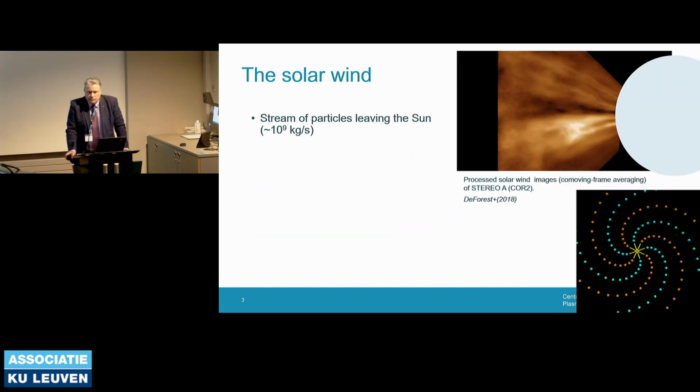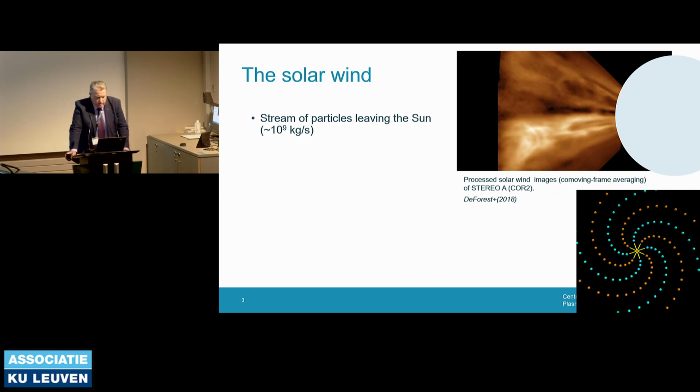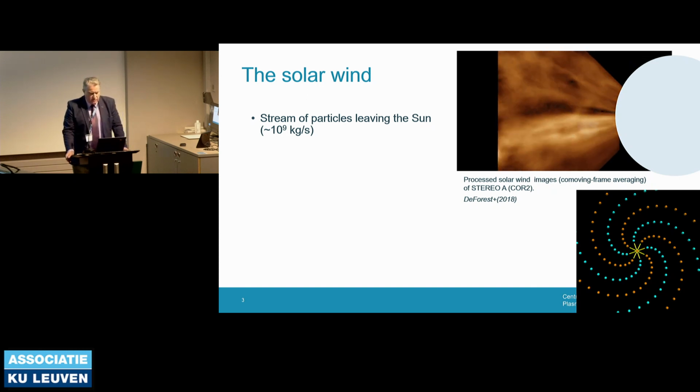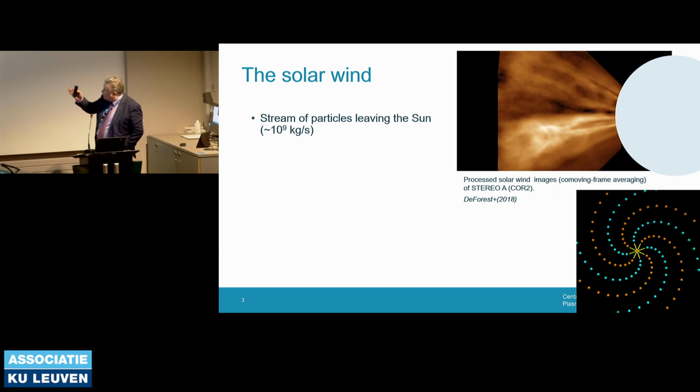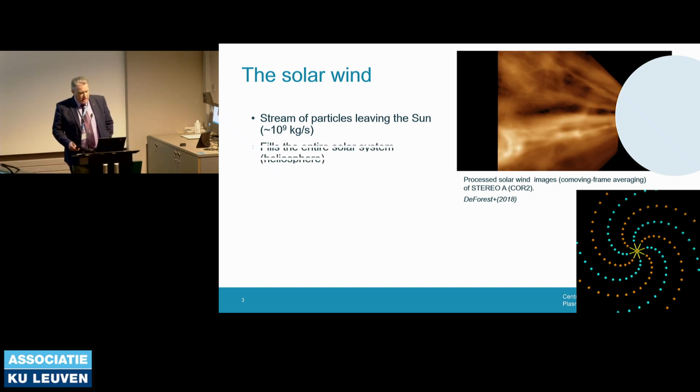So, as you may know, the solar wind is a continuous stream of particles leaving the sun. The sun loses about 10 to the 9 kilograms per second of plasma, which is kind of ignorable if you count the total mass of the sun. Here you see a nice illustration from Craig DeForest in 2018, which has unprecedented resolution by using co-moving frame averaging of STEREO-A images.